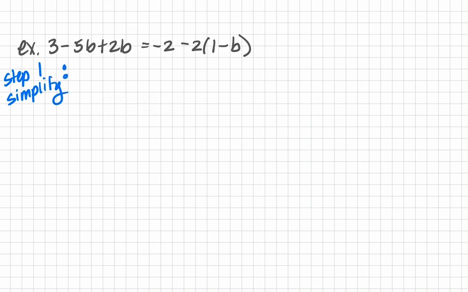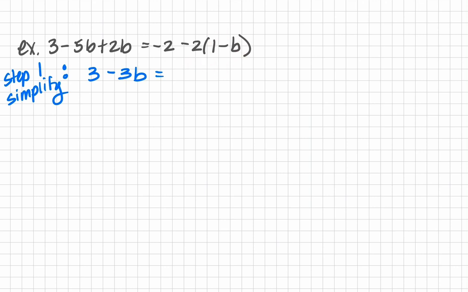So on the left side, I have a negative 5b and a 2b. That can be combined. So I'm going to do 3 and then combine them, do the math. So negative 5b plus 2b makes it negative 3b. That's the left side. Then looking at the right side, I can distribute what's outside the parentheses of negative 2 to the inside of the parentheses.